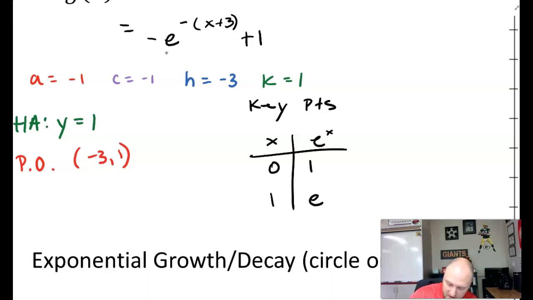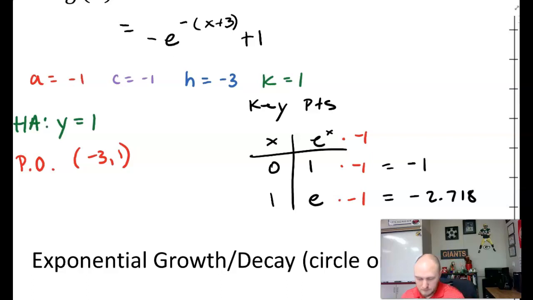And we do have an a value, which here is -1, so I'm going to multiply all of these by -1. So I'm actually going to go down 1, and then I'm going to go down 2.7. And then we also have a c value. So that's going to affect our x values. So instead of going right, I'm going to go left.